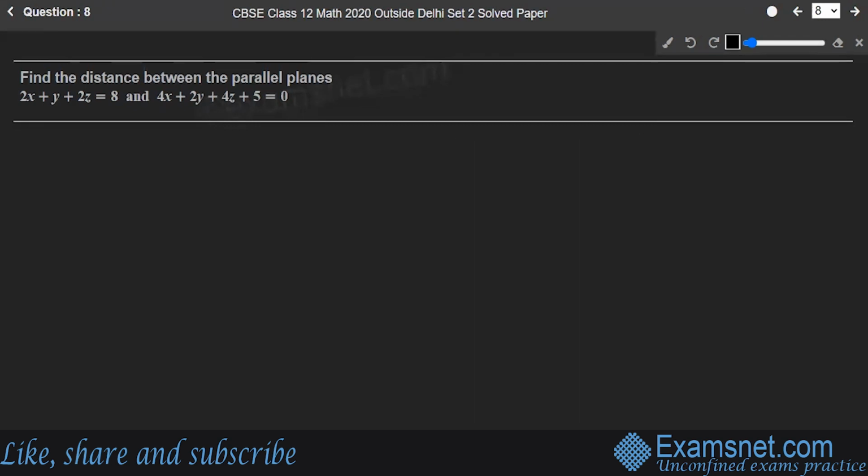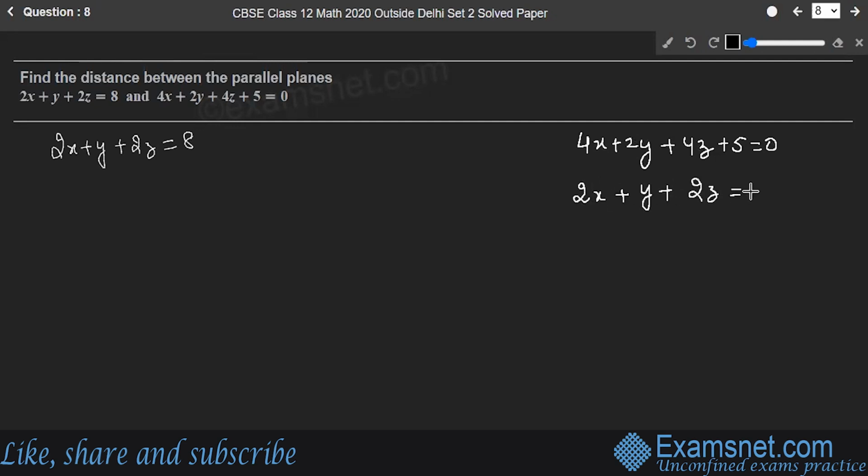Question number 8, you have to find the distance between the parallel planes, this and this. So these are the two parallel planes. Let's write them separately. You have 2x plus y plus 2z is equal to 8, and 4x plus 2y plus 4z plus 5 is equal to 0. If I divide both the sides by 2, you will have 2x plus y plus 2z is equal to minus 5 by 2. So see, these are the two same ones. 2x plus y plus 2z is equal to 8. That means definitely they are the parallel planes. Now you have to find out the distance between them.